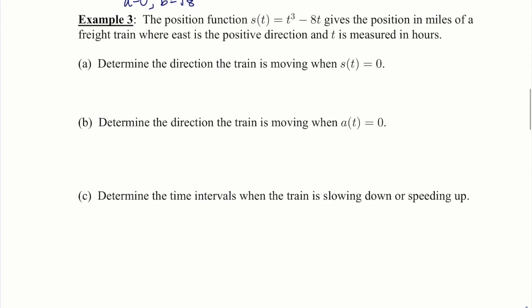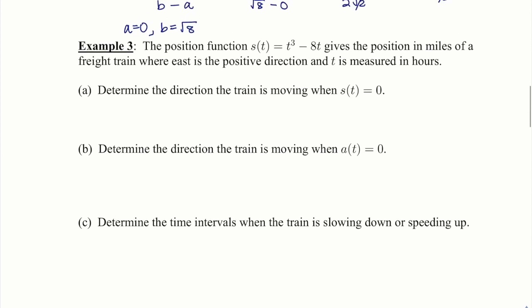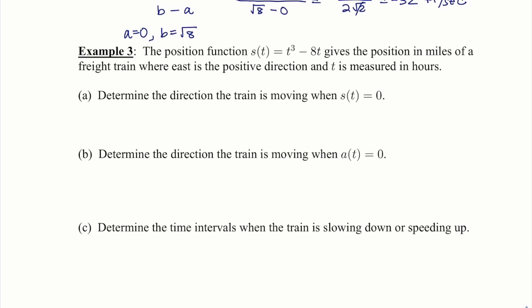All right, then the position function here gives a position in miles of a freight train where east is the positive direction and t is measured in hours. And we're asked first to figure out the direction the train is moving when s of t is 0. Anytime we're asked about direction of motion, that's asking for the sign of the velocity.